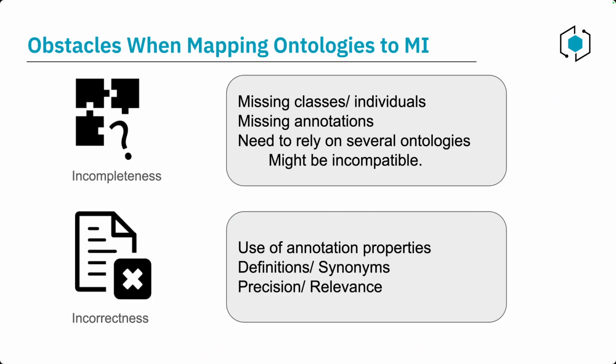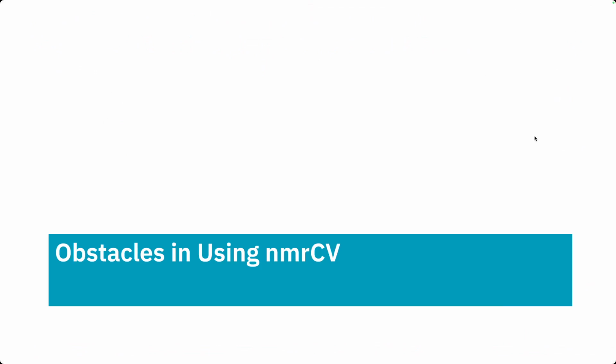Also, there are issues with incorrectness related to the use of annotation properties, also the definition and synonyms, and cases of imprecision and irrelevance. And we have faced the same issues in nmrCV. So nmrCV started as a huge effort to provide a controlled vocabulary in the field of NMR. But because there is a lack of maintenance, the issues accumulated there, and we needed to find a solution in NFDI4Chem.